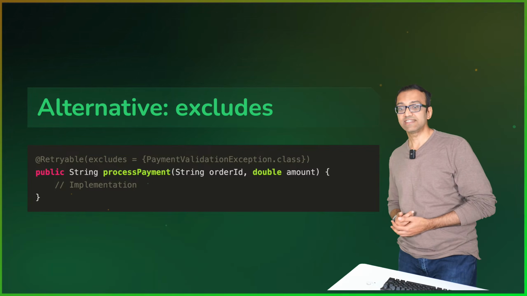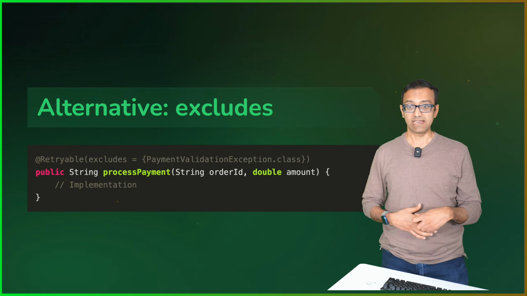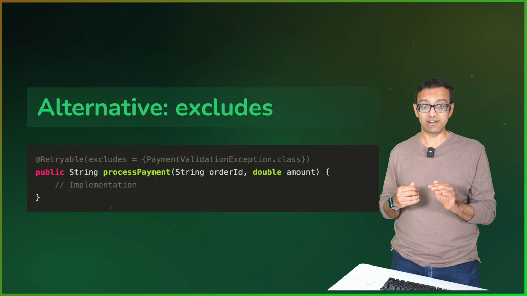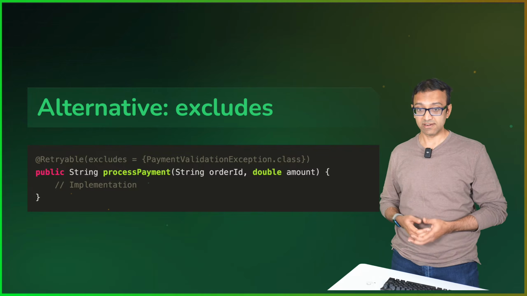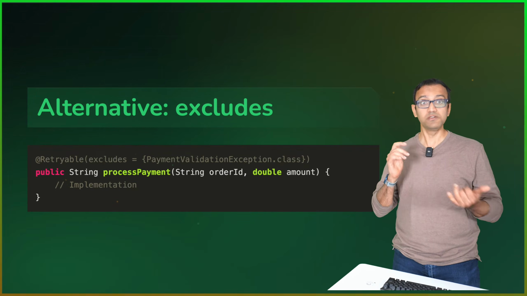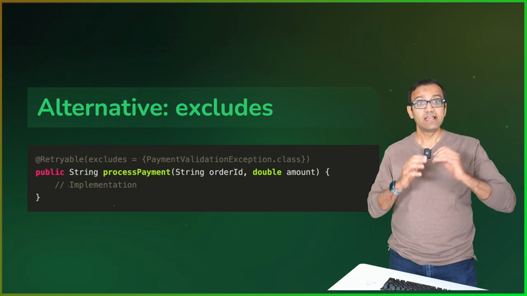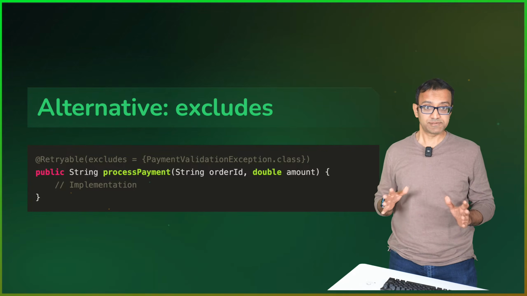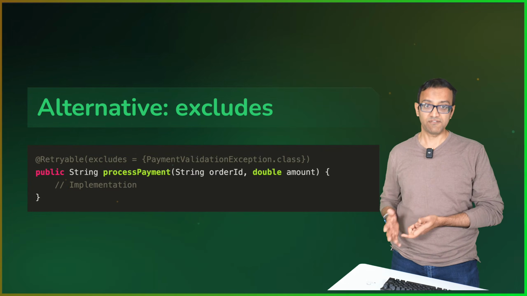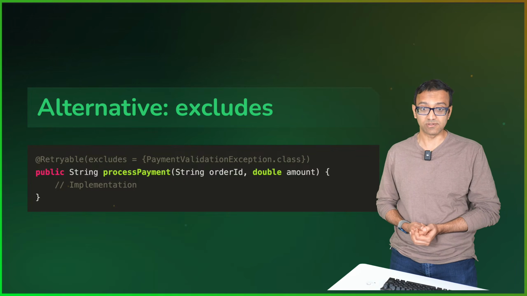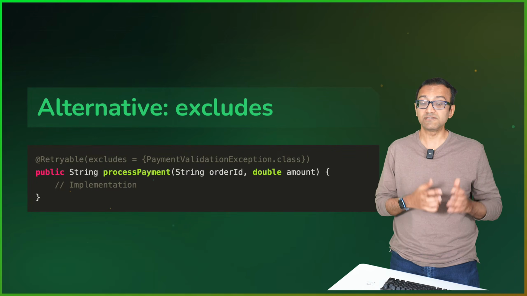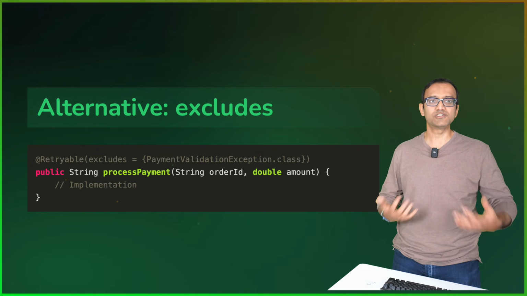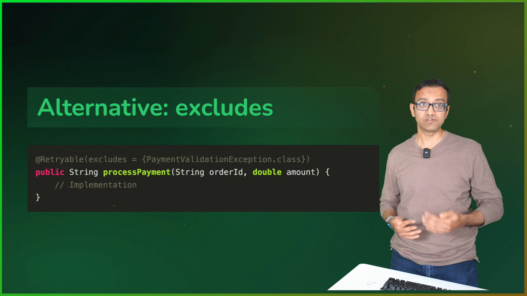There is an alternative, which is the excludes. You basically say, I want to exclude this. If this exception comes in, don't retry. If anything else comes in, you can retry. So you have two properties. You can use includes when you have a specific list of retryable exceptions, and you do excludes when most exceptions should be retried except for a few. In this case, I would probably do excludes and say, this is a payment validation exception. When that fails, I don't want you to retry. And it depends on the logic, depends on what you've got going on in your code. You can either choose includes or excludes.